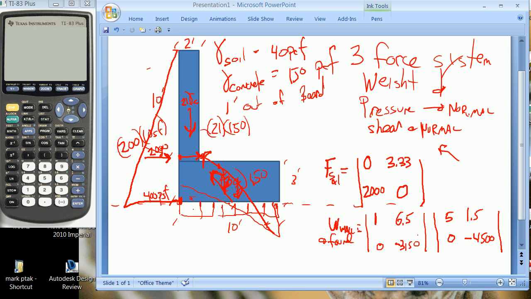Now, you can go about using these vectorially. What you need to do is add these two together based on a weighted average. And so what the weighted average becomes, if you think about from here, is along this direction, which is all we're really worried about for the overturning. It would be 1 times 3150 plus 5 times 4,500, all divided by the sum of the two.